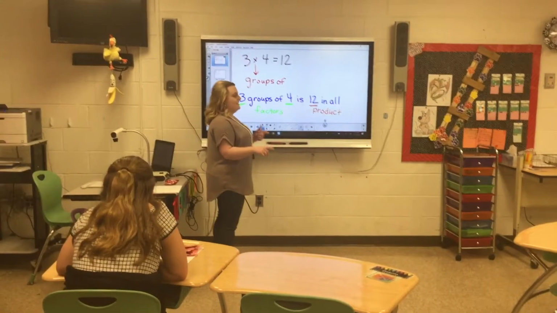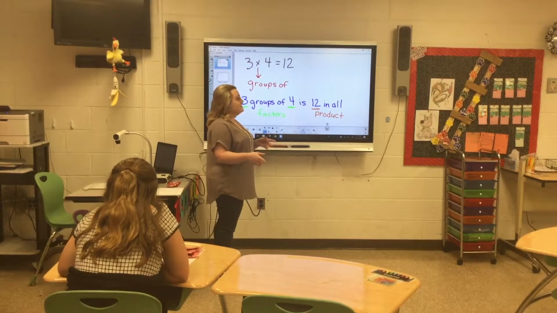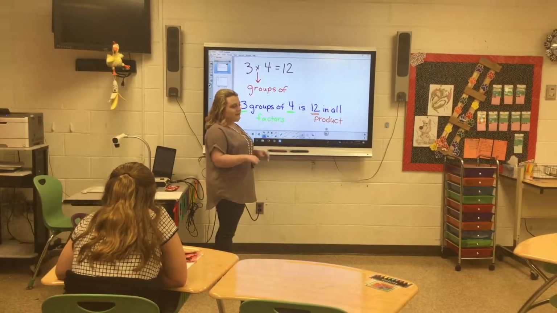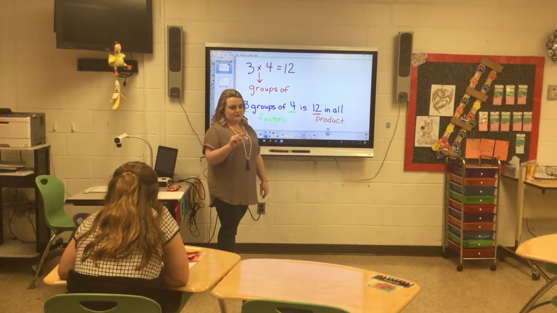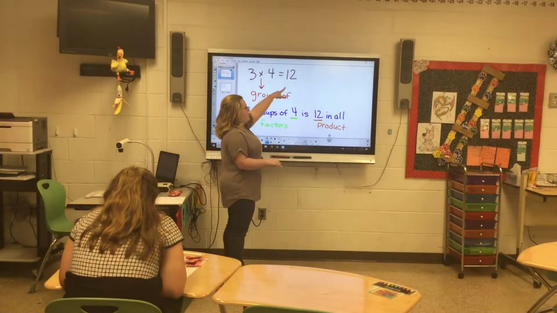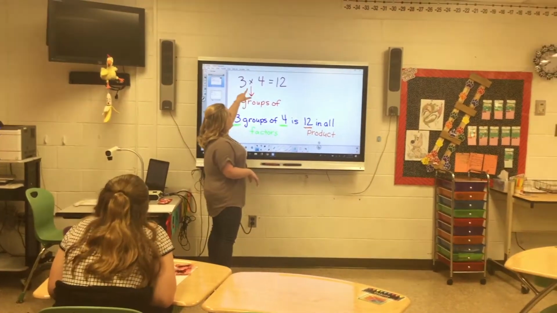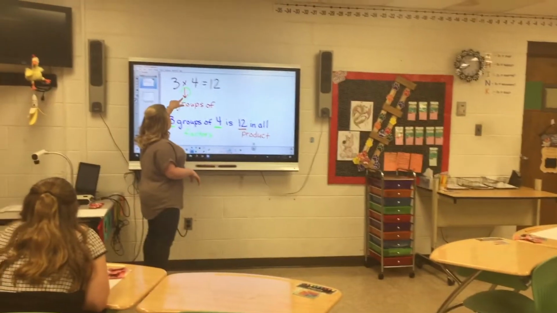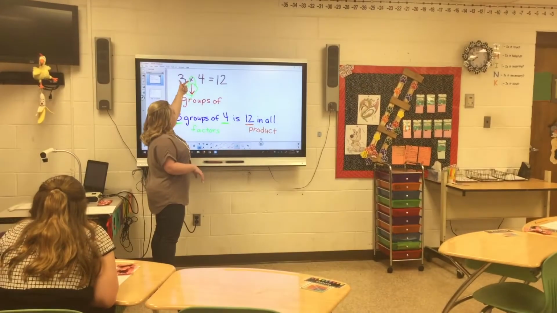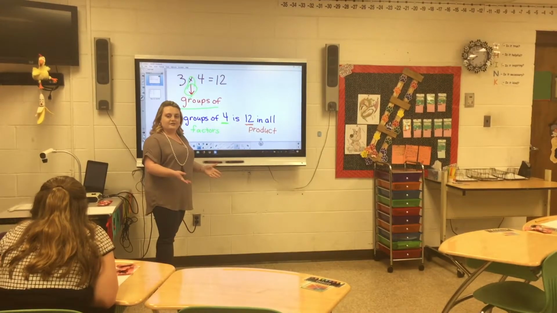So, yesterday we talked about equal groups, right? So today we're going to go back to that, but we're going to add a little more to it, okay? So, 3 times 4 equals what? 12. 12, right? We can also look right here at the times sign, and it also means groups of.